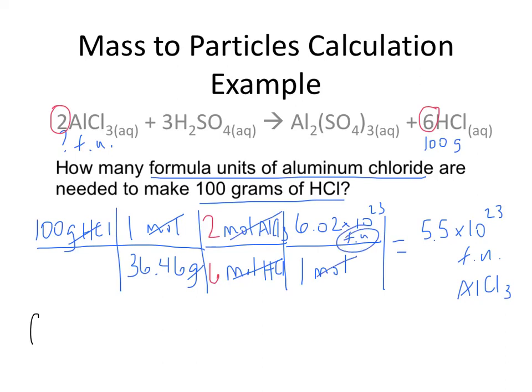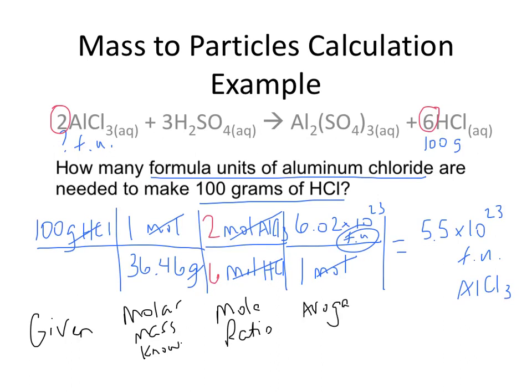We started again with our given. From our given, we used the molar mass of our known to go from the mass to the moles. Then once we knew the moles of our known, we could use the mole ratio to figure out how much of our unknown we'd need. And then because we were going to particles, we had to use Avogadro's number of particles. Formula units is a particle.